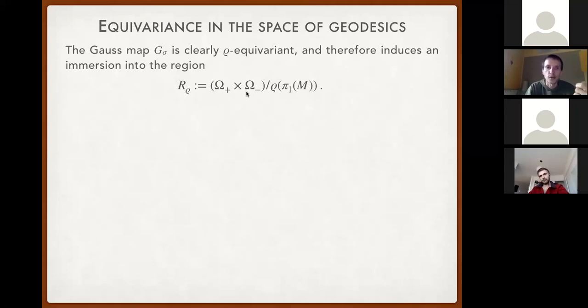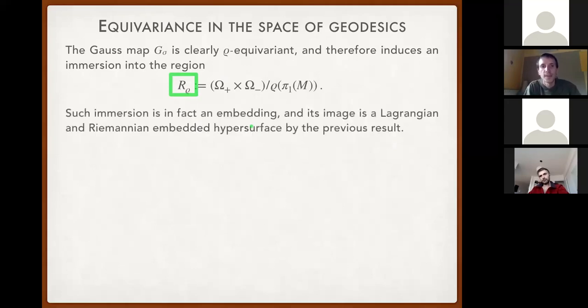And therefore we can consider the Gauss map in the quotient of omega plus times omega minus by the action of rho of the fundamental group. And this is the region which I will call R rho, the region associated to the representation rho. And this immersion in the quotient is indeed an embedding, and it is Lagrangian and Riemannian, just because of the previous proposition which I showed you.